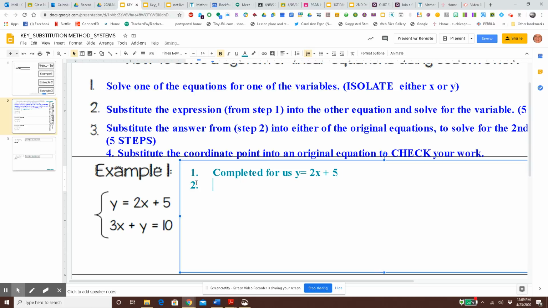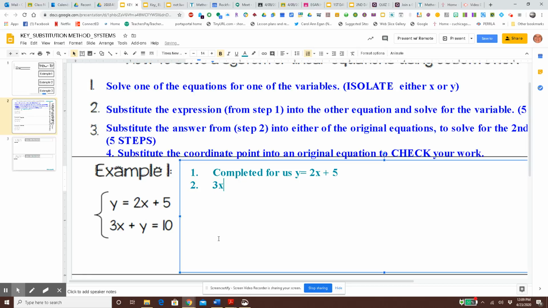Okay, step 2, substitute. So I'm going to take y out and put the expression in for it. Because remember, when you substitute in, think about playing a sport. Substitute means one person comes out and another person goes exactly in their spot. So because I know y is equal to 2x plus 5, I'm going to take out this y and put that value in.